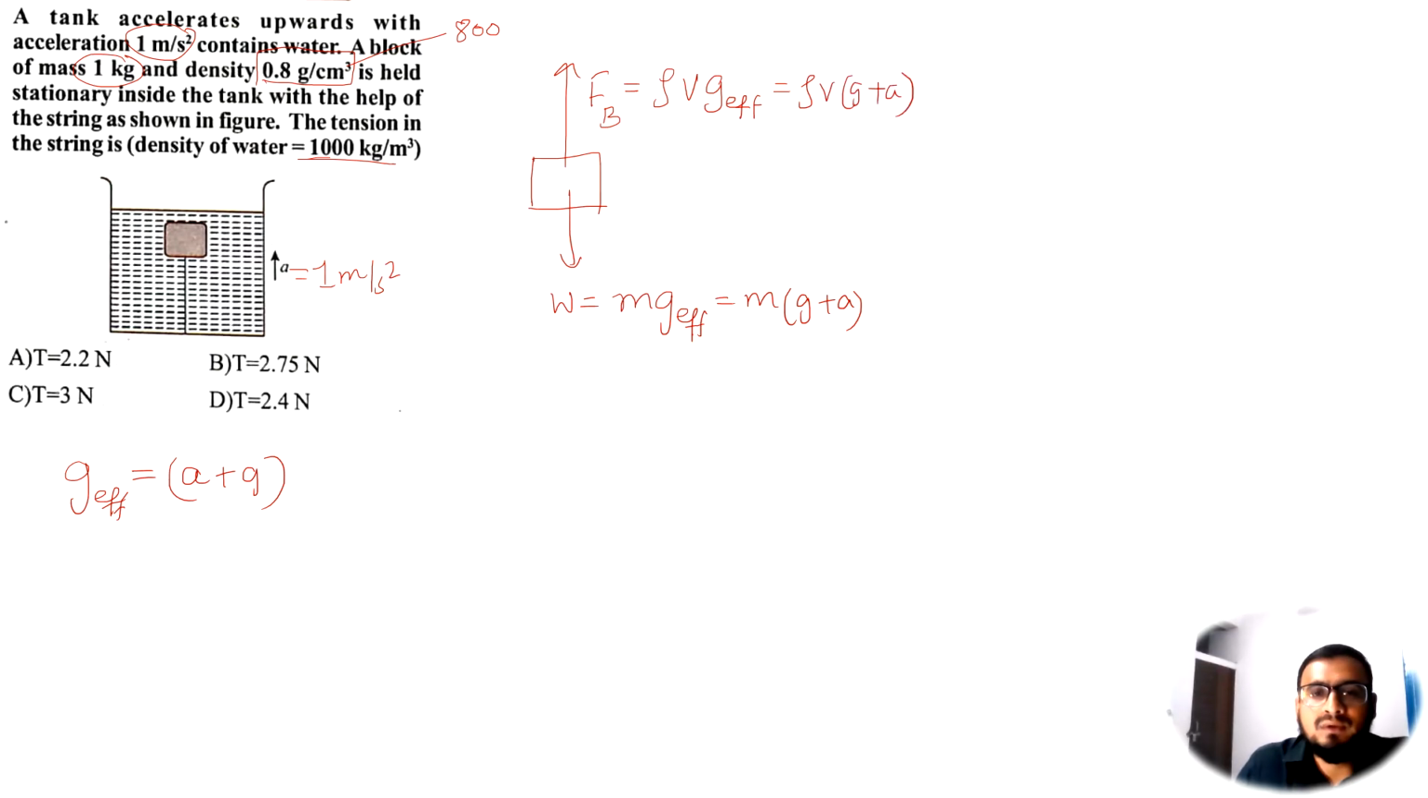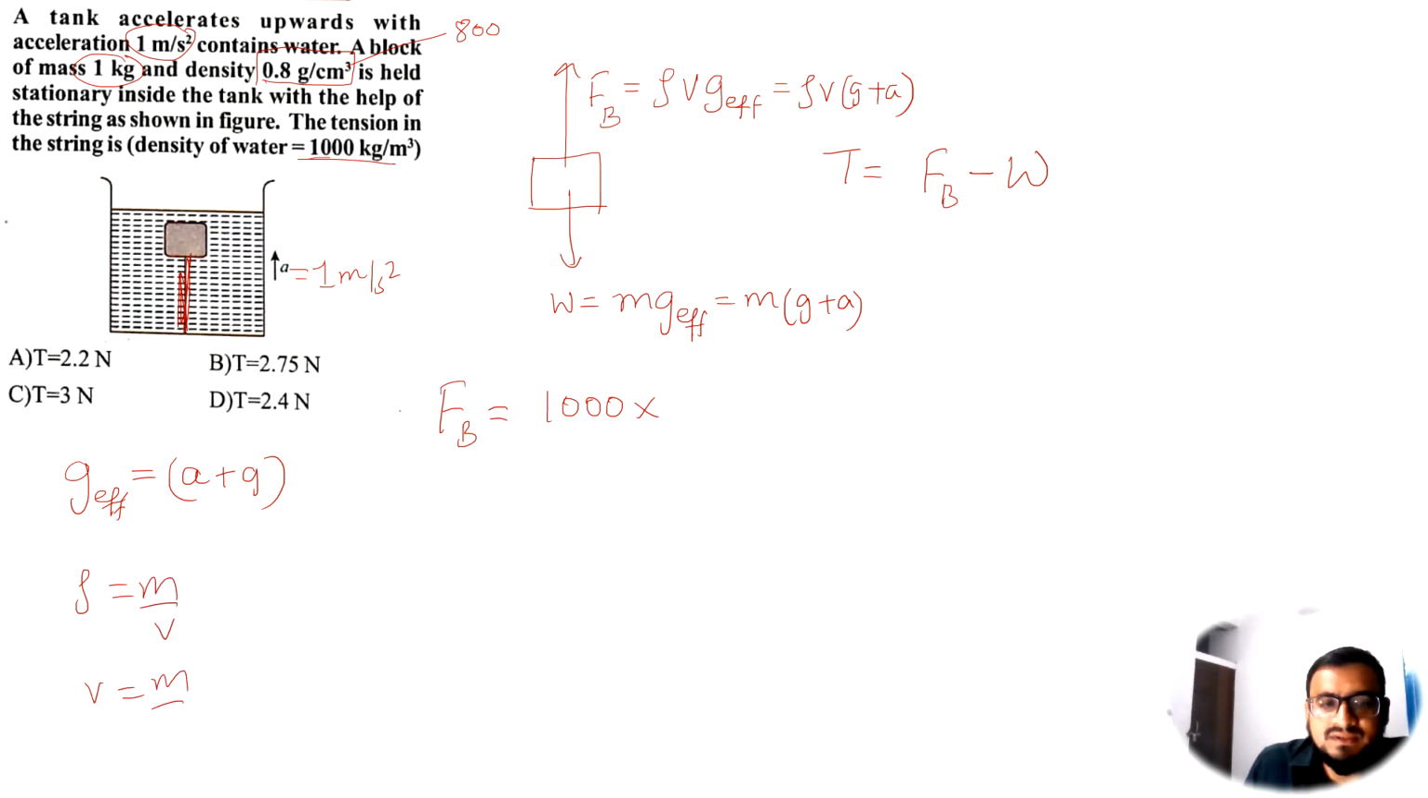Now we need to calculate these two. What will be the tension in the string? The tension in the string is the force of buoyancy minus the weight. So let us find out the force of buoyancy first. The force of buoyancy is the density of the liquid, which is 1000, into the volume of the solid, which is not given to us. We can find it since density is mass upon volume, so volume is mass by density. The mass of the block is given as 1 kg, the density in SI unit is 800, times the G effective, which is G plus A, 10 plus 1.